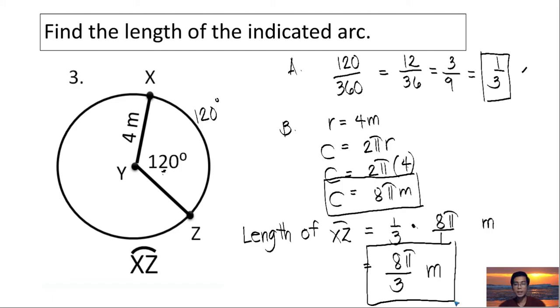So, I hope na naintindihan na ang paggamit ng formula for the length of arc.